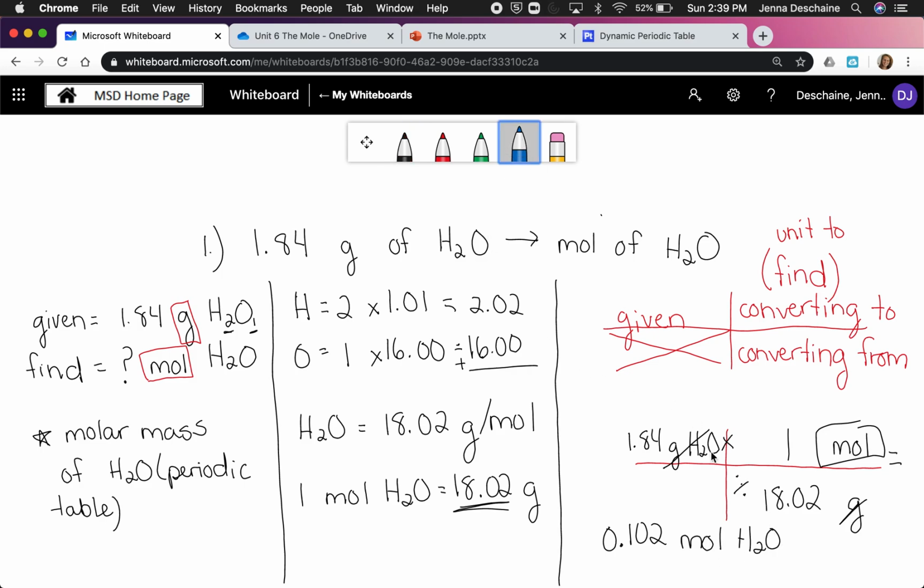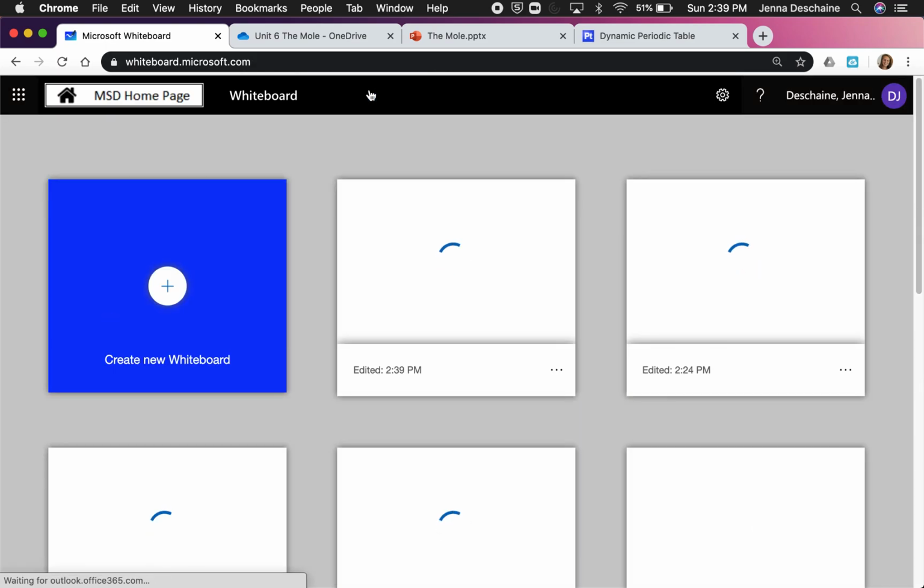Okay, so now that would be my final answer, is that 1.84 grams of water is equal to 0.102 moles of water. Okay, so that was my very first example, and I'm going to do the same exact thing again with a different example.